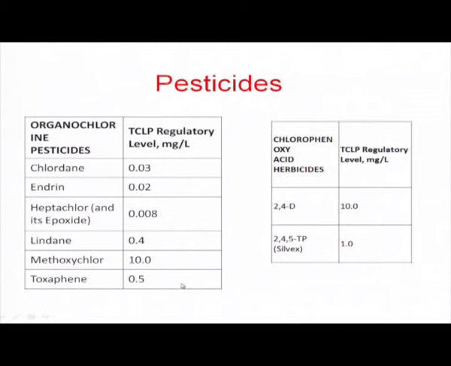So, all these values indicate how toxic they are. Heptachlor you see 0.008, whereas methoxychlor it is 100. So, these values indicate compared to methoxychlor, heptachlor is more toxic. And similarly, we have standards for herbicides also, 2,4-D and 2,4,5-T, it is all regulatory limit.